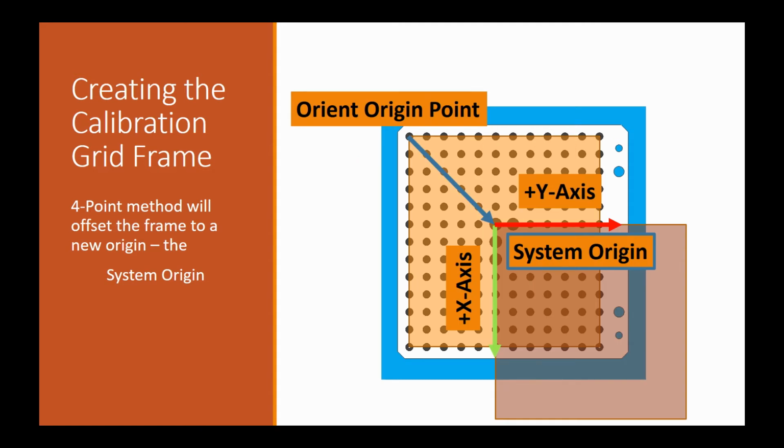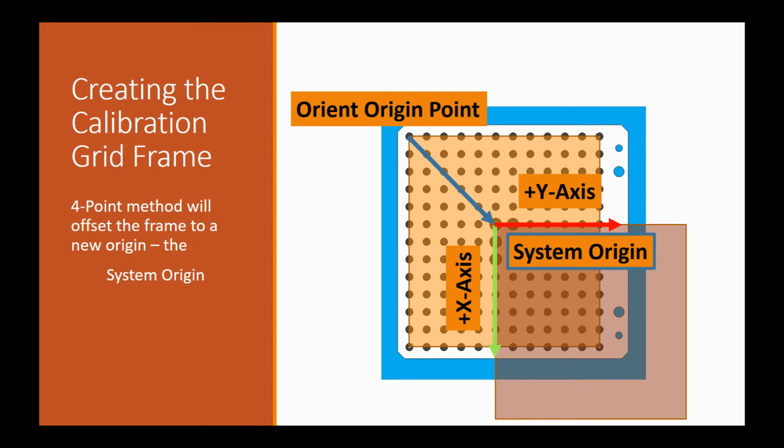Using the fourth point, the system origin, shifts the user frame from the orient origin point to a desired location. In this case, it's the center of the calibration grid. You might ask, why not just use a 3-point and teach it from the center of the calibration grid? By selecting the orient origin in the corner of the grid, a longer X and Y axis direction are able to be taught. This improves the accuracy of the calibration.